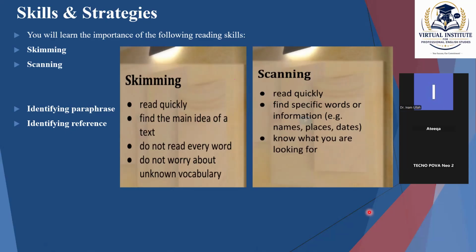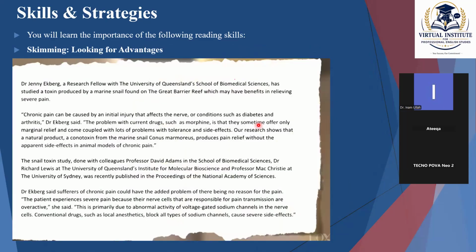Let's have an exercise here. For example, in this passage, we have to look for the advantages of a toxin produced by a marine snail found on the Great Barrier Reef, right? To locate the advantages, you don't need to read each and every word. The only thing you need to look for is the synonym of the word advantage or the exact word advantage. So can you please skim this whole passage and tell me where the advantages of the toxin are discussed?